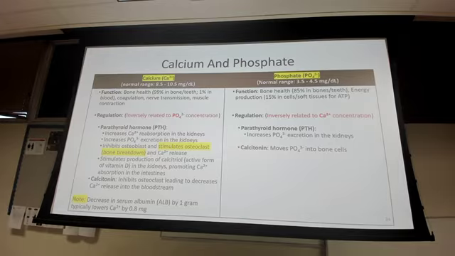Calcium and phosphate will also be on your CMP and electrolyte panels. And just know that these are inversely related. So calcium is inversely related to phosphate concentration, phosphate inversely related to calcium concentration.